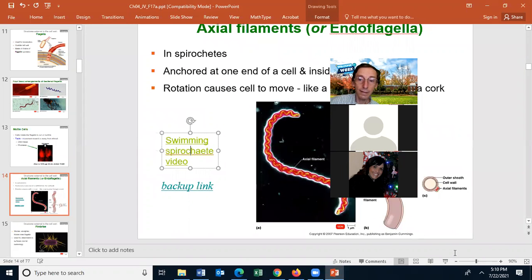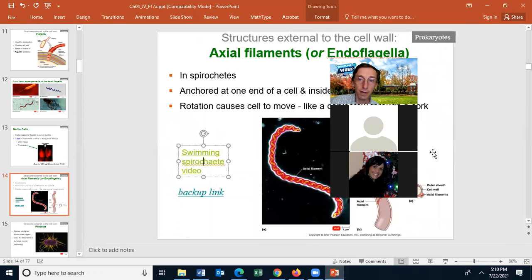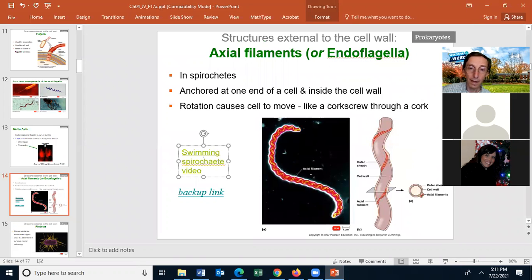So the spirochetes have endoflagella, and there are special flagella inside the cell wall. It allows the cell to have a special movement, and it's thought that some of the parasitic spirochetes can actually use the corkscrew-like movement to burrow through the mucous membranes and then infect our tissues. Any question about any of that?